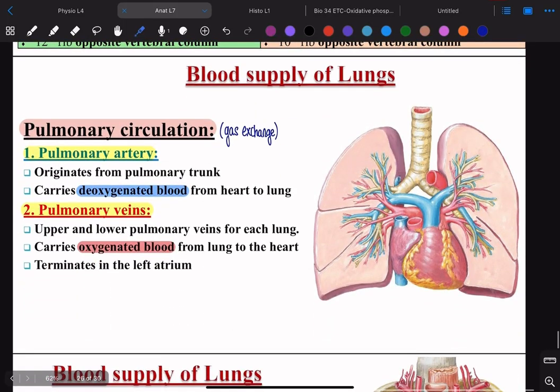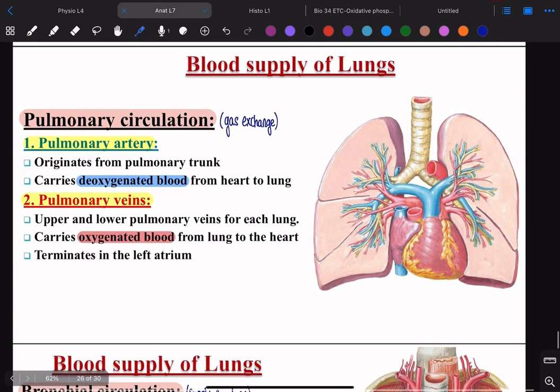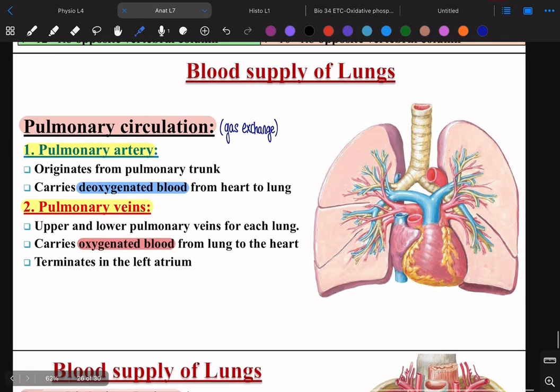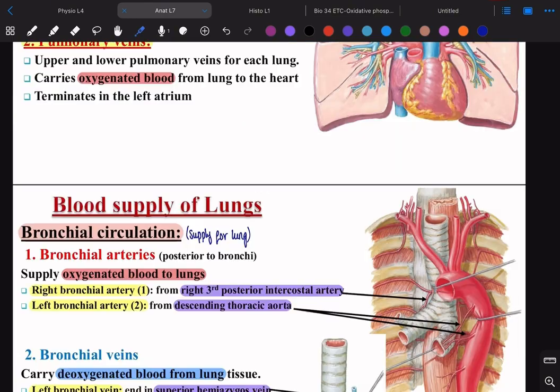Now let's move to the last part of the structure, which is the blood supply of the lungs. So for the blood supply, we have two circulations. We have pulmonary circulation and bronchial circulation. The pulmonary circulation has oxygenated and deoxygenated blood because it's a circulation for gas exchange. It's not for supply for the lungs, okay? As for the bronchial circulation, this is the circulation that has the supply for the lungs. So it has oxygenated blood, okay?